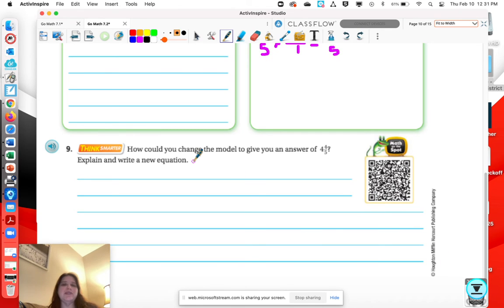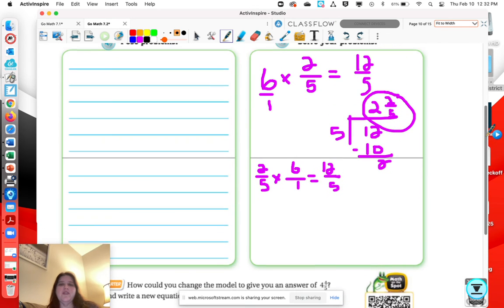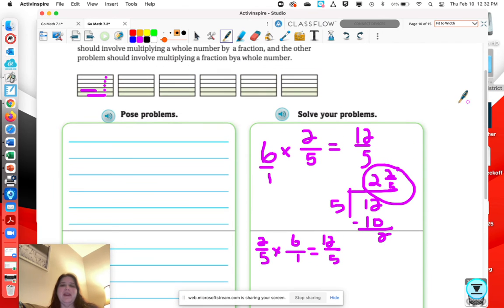And it says, how could you change the model to give you an answer of 4 and 4/5? Explain and write a new equation. So taking a look up here, they want us to color in 2 more whole numbers. So if we were going to do this, we would need to get 10 more, because 10 of them is 2, because 5 times 2 is 10. So instead of 12, we would have to have 22.